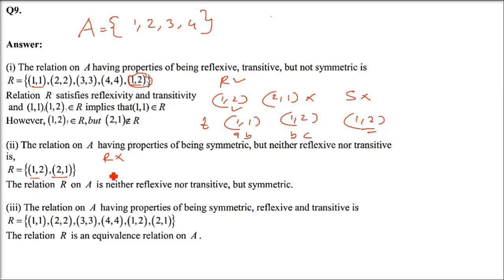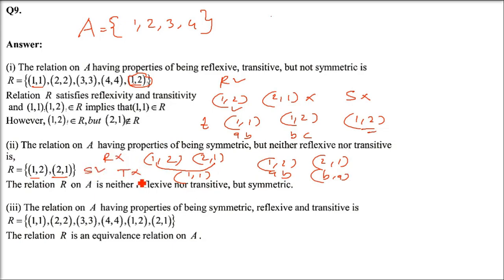Then coming to transitive. First let us see transitive. (1,2), (2,1). So (1,1) should be there. This is (a,b), (b,c). (1,1) should be there. (1,1) is not there. So it is not transitive either. What about symmetric? (1,2) is there, so (2,1) is also there. (a,b) is there, (b,a) is also there. So this is symmetric, but neither reflexive nor transitive.